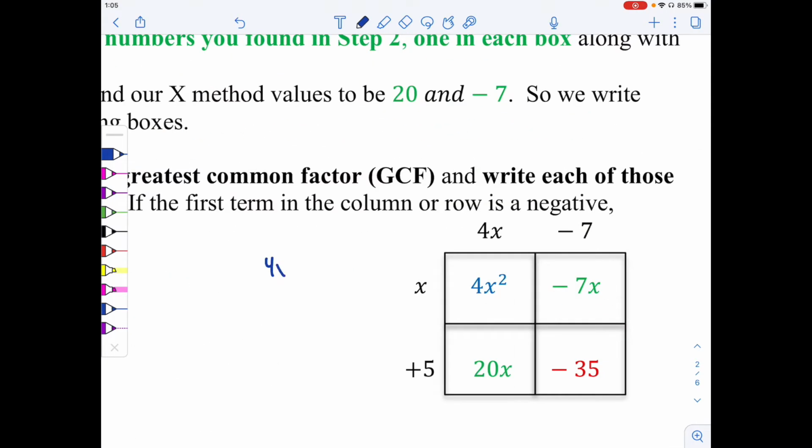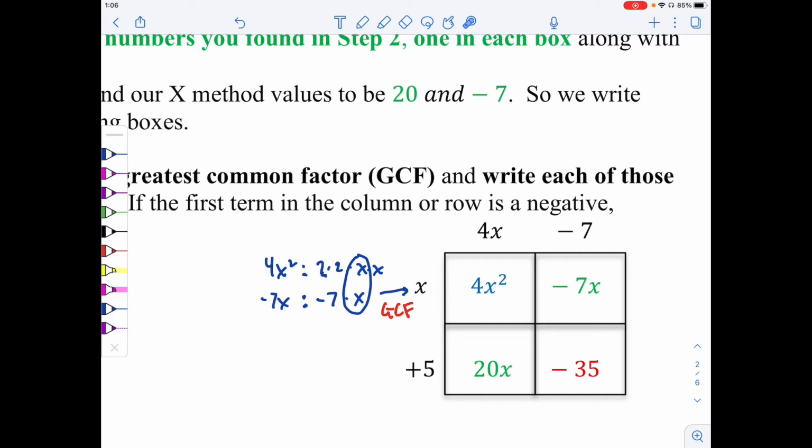You could do 4x squared is 2 times 2 times x. And then negative 7x is just negative 7 and x. So the only common factor here is x. So our GCF right there is x. Okay, that's our GCF. And then we use that to find the other values.